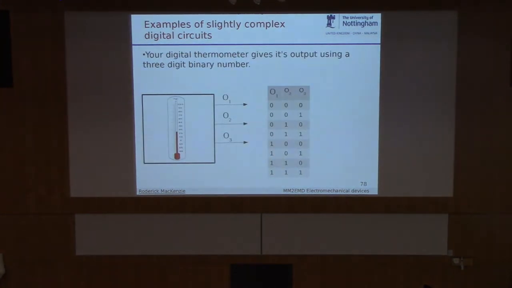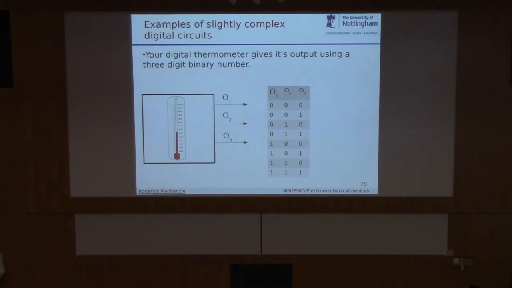Okay. So here I've got a thermometer, and I've sort of simplified this problem. Very often on these thermometers, you might get 10 bits spat out or something. It'll give you a very, very high resolution of temperature. But because I want to go for lunch at some point, I've cut it down to 3 bits. So we'll be able to do this problem in the next 5 minutes. So this thermometer here gives 3 outputs, O1, O2, and O3.